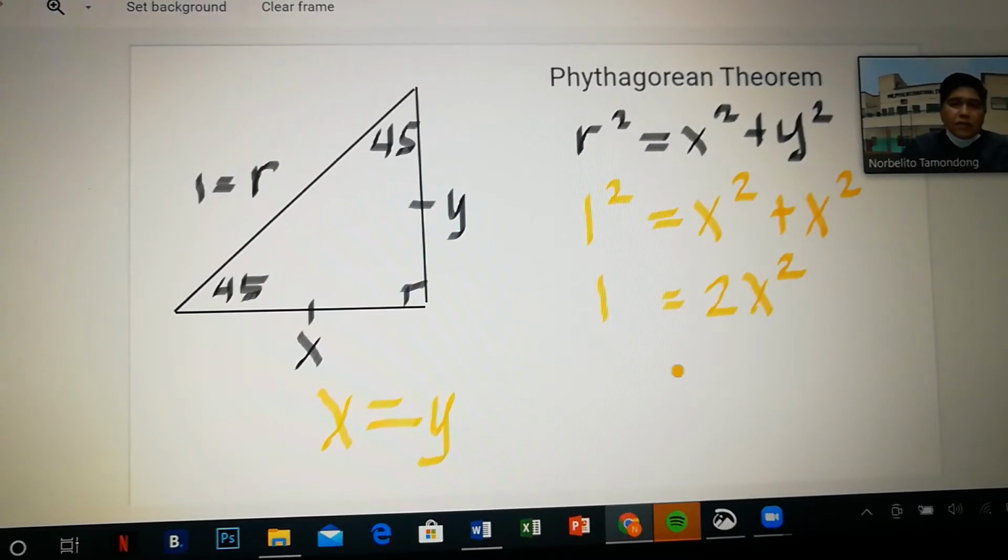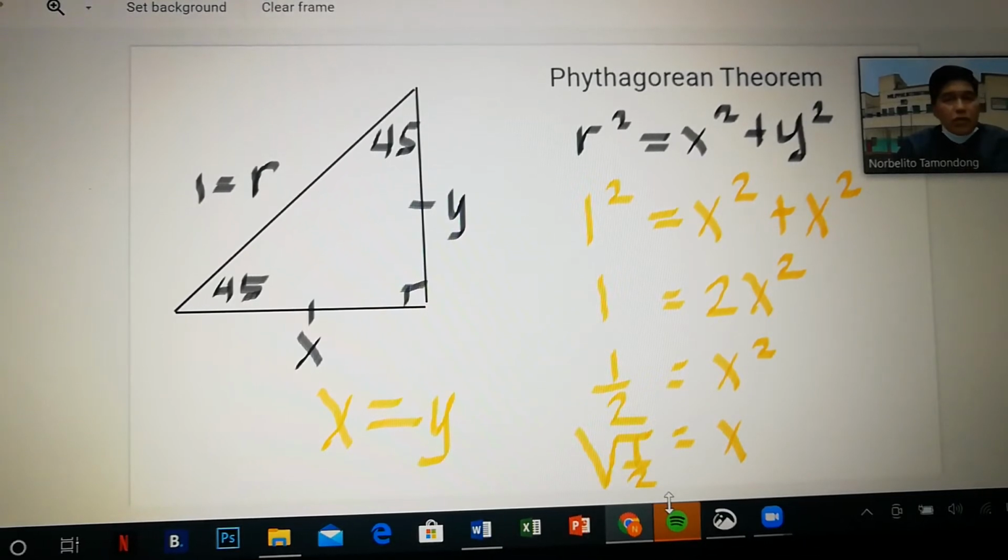Okay, to solve for x, x squared is equal to 1/2. That is dividing both sides of the equation by 2. Now if we find the square root of both sides of the equation, x is equal to the square root of 1/2. If we simplify the square root of 1/2, that is square root of 2 over 2. So x is now equal to square root of 2 over 2.